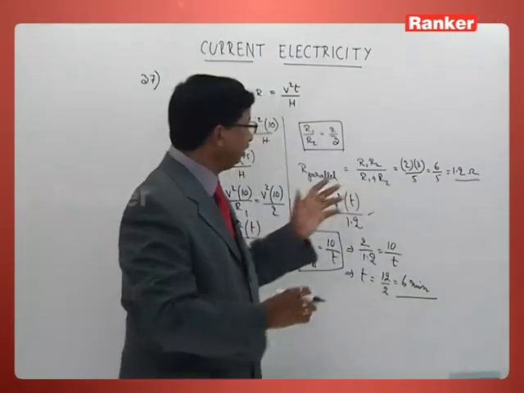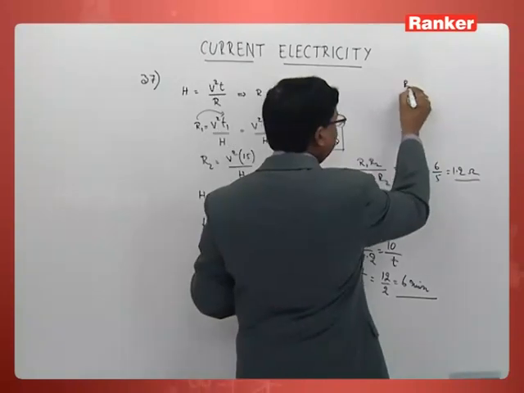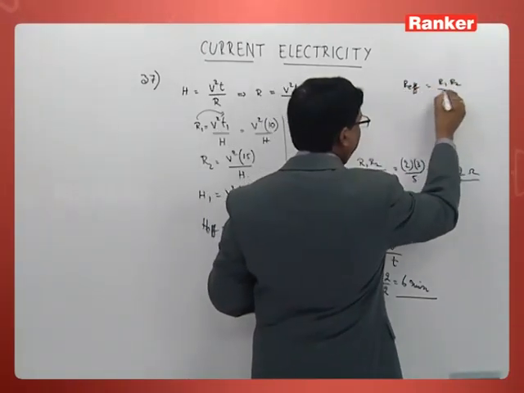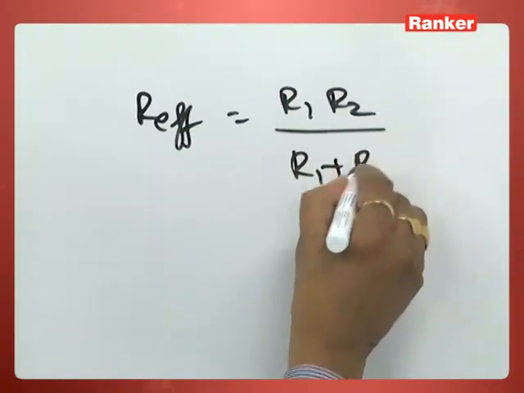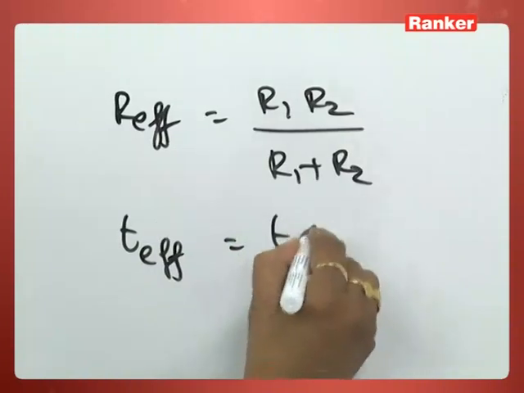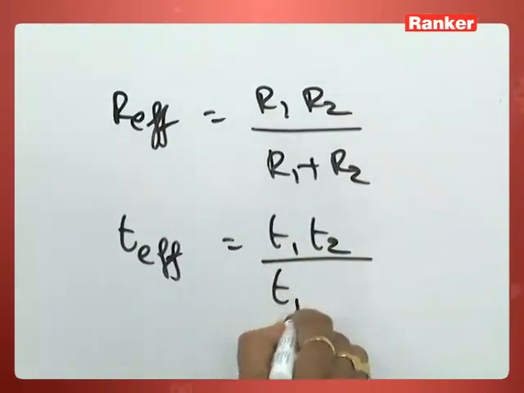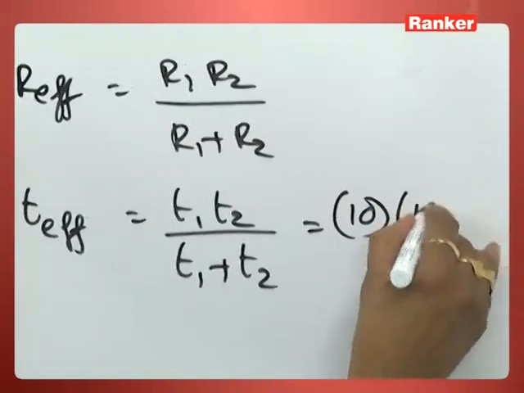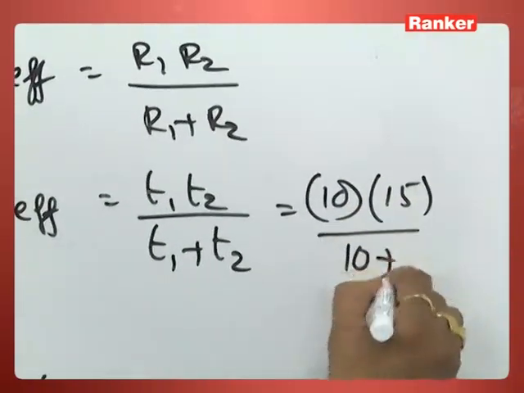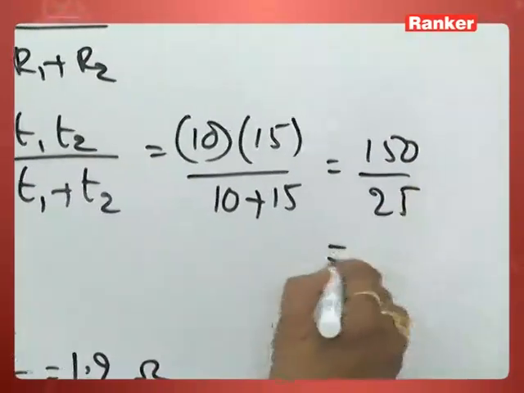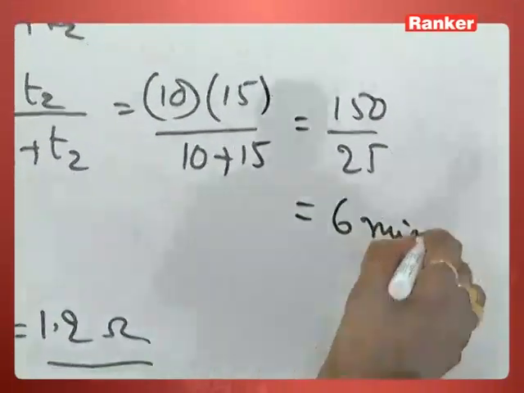So what is the shortcut here? Look at now. R effective is equal to R1 R2 by R1 plus R2. Then what will be time effective? It is T1 T2 by T1 plus T2. This is 10 into 15 by 10 plus 15. That is 150 by 25. Exactly takes 6 minutes.